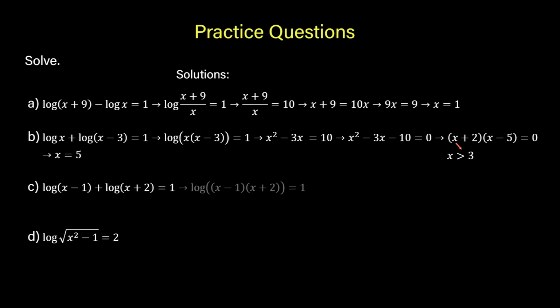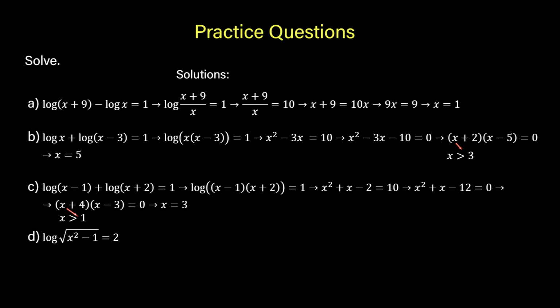C. The left side of the equation can be written as log of the product of x minus 1 and x plus 2. So, x squared plus x minus 2 equals 10 or x squared plus x minus 12 equals 0. Write the left side as the product of x plus 4 and x minus 3. Since x plus 4 is always more than 0, x minus 3 equals 0, or x equals 3.